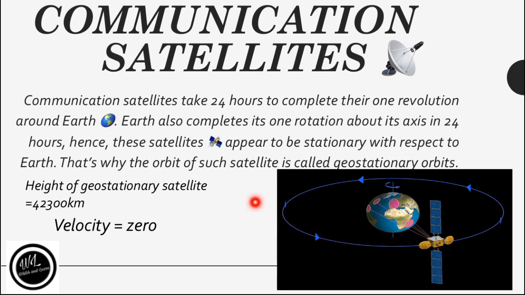Next thing is, what is the height of geostationary satellites? The height of geostationary satellites is about 42,300 kilometers from the surface of the earth. And what is its velocity? Because they are moving at the same speed as the earth, its velocity with respect to the earth is 0. As we said, with respect to the earth they appear to be stationary. Stationary means rest, and its velocity will be 0.